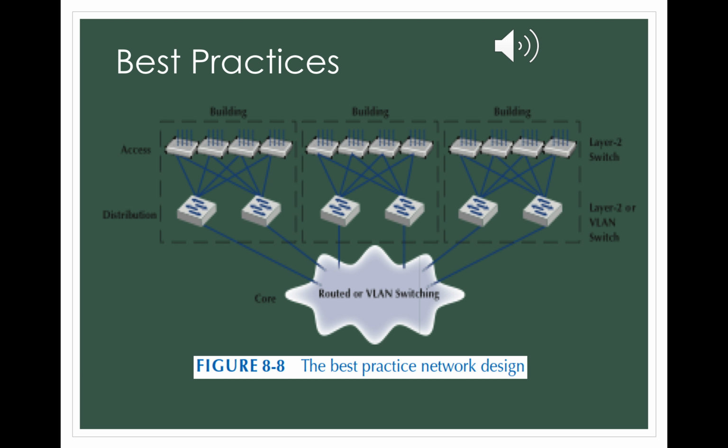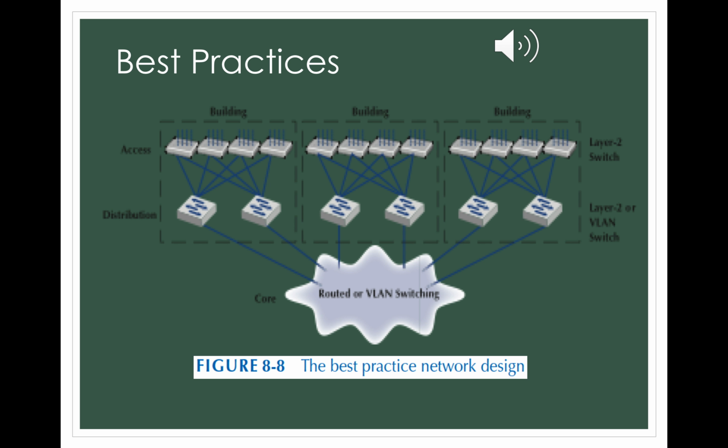In a perfect situation, the best practice network design would look like this, where the core network would be routed or VLAN switched to a Layer 2 or a VLAN switch, which would exist at the distribution layer, and it would then go to the access layer with perfect symmetry and perfect balance for each building. However, that's not the real world, and this is what we strive for, but often we upgrade buildings at different times when different technologies exist.